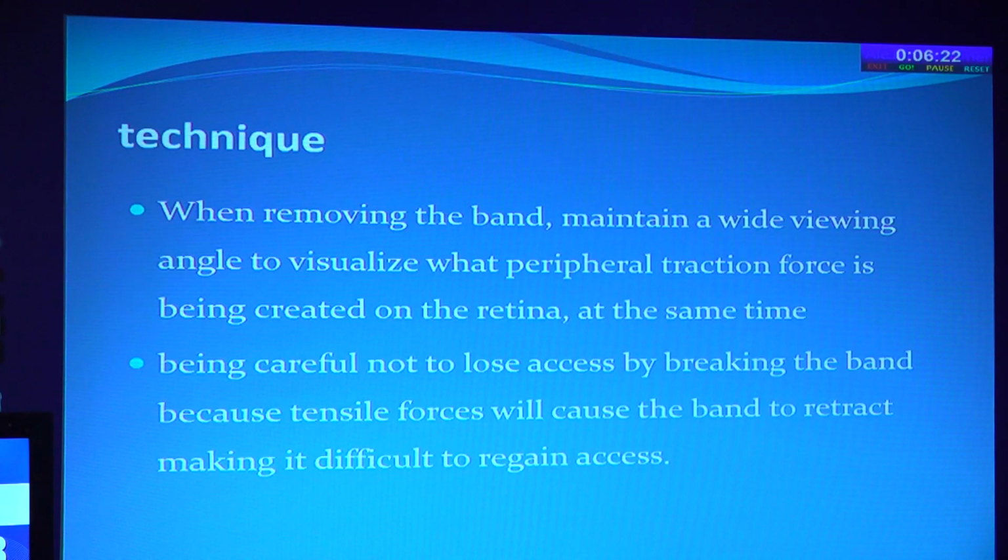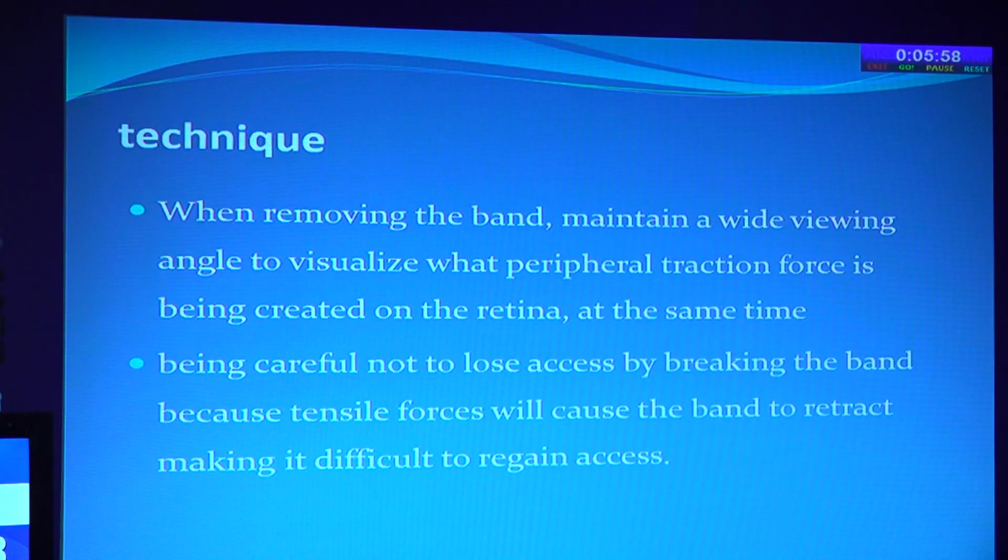The principle is to maintain a wide angle system. Do it in a wide angle system, so you are visualizing what the remote peripheral effects of your localized peeling are. Because if you are not careful of the remote effects of your localized actions, you can create iatrogenic complications. For that, a wide angle system is necessary.